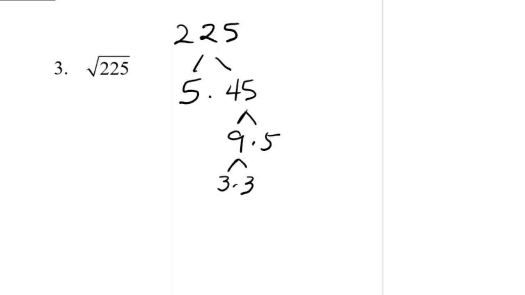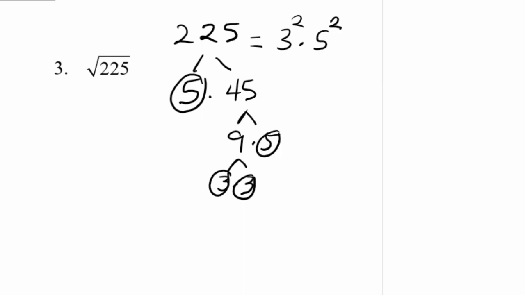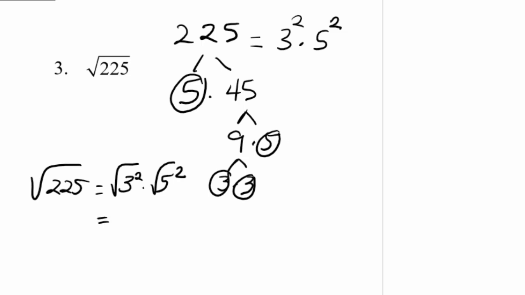So what we've got here is that 225 is we've got two 3's, so that's 3 squared, times two 5's, so that's 5 squared. So we've squared a 3 and we've squared a 5 to get 225. So when we're talking about the square root of 225, that's the square root of a 3 squared times the square root of a 5 squared, square root of 9, which is 3, right? And square root of 25, which is 5. So the square root of 225 is 15.